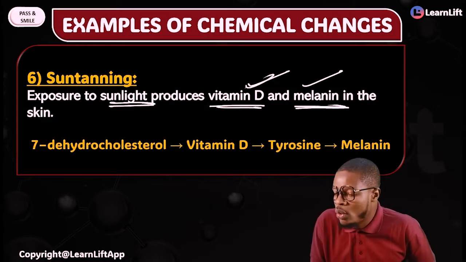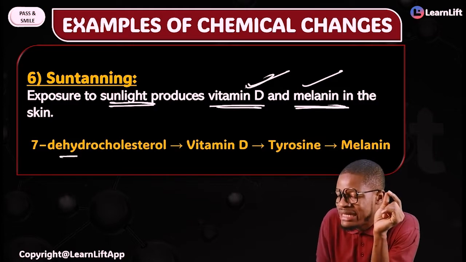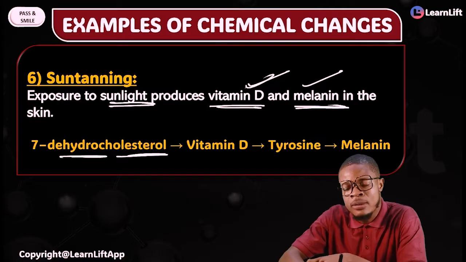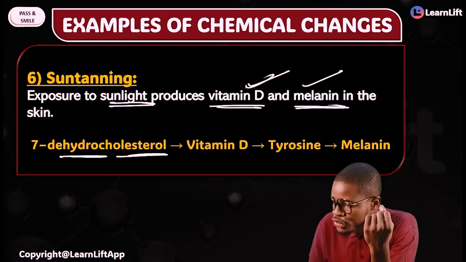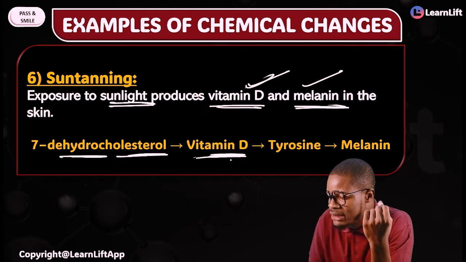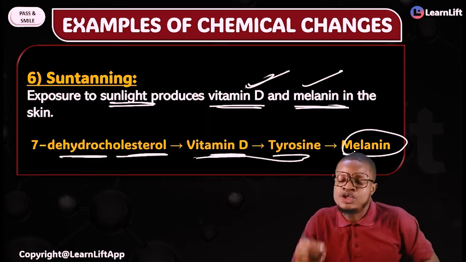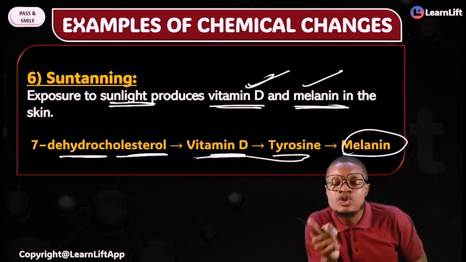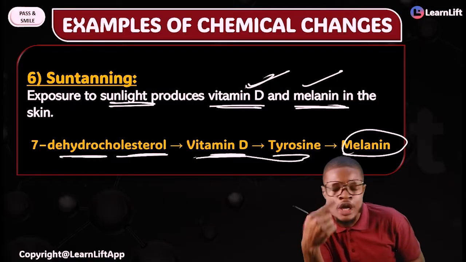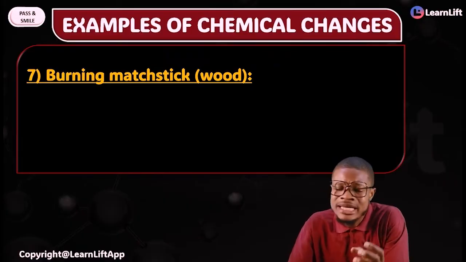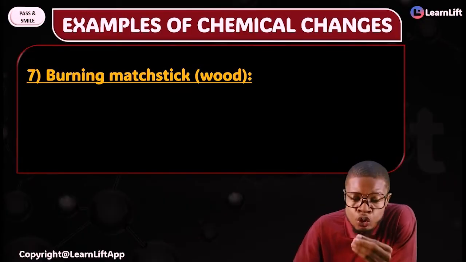Now this is it. What happens is this: your 7-dehydrocholesterol in the human body is what's going to produce your vitamin D, right? And then reacting with your thyroxine, it will give birth to your melanin. So please, sun tanning is an example of your chemical change. And then another example is called your burning matchstick or wood.